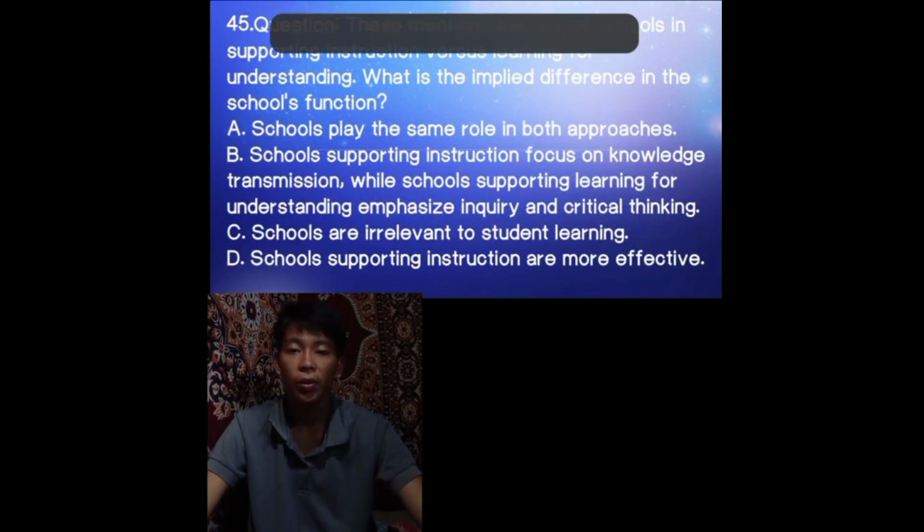This mentioned the role of schools in supporting instruction versus learning for understanding. What is the implied difference in the school's function? A. Schools play the same role in both approaches. Letter B. School supporting instruction focus on knowledge transmission, while school supporting learning or understanding emphasize inquiry and critical thinking. Letter C. Schools are irrelevant to student learning. Letter D. School supporting instruction are more effective.